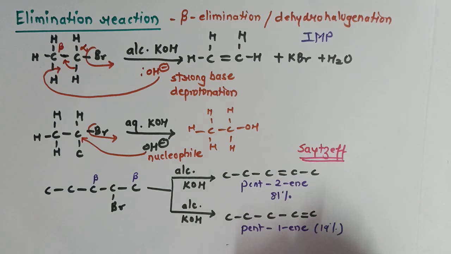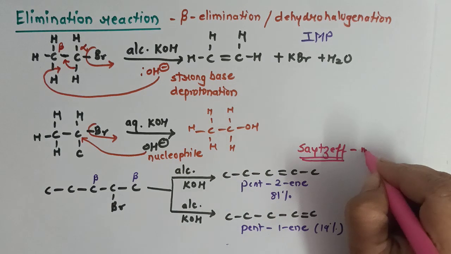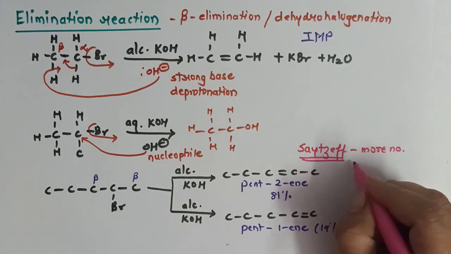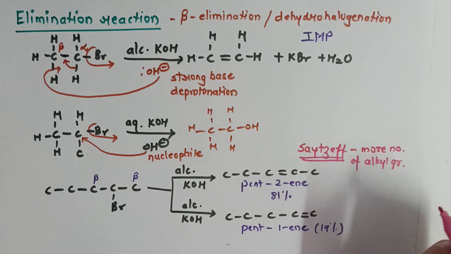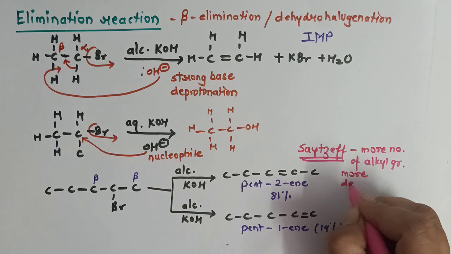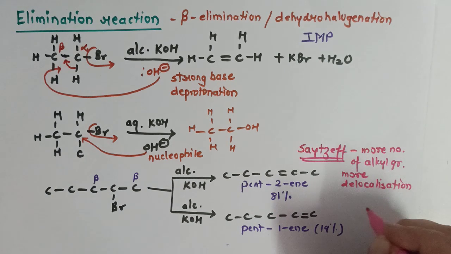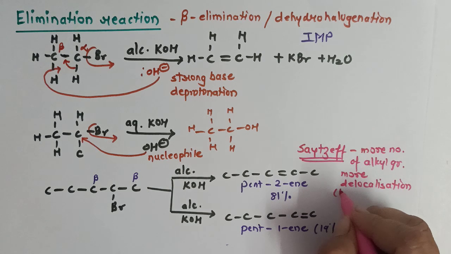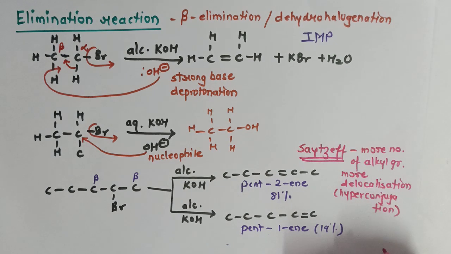So what is the Saytzeff rule? We have to remember that the reason why this product is a preferred product is because the more the number of alkyl groups attached to the doubly bonded carbon atom, more will be the delocalization due to hyperconjugation, and therefore more will be the stability.